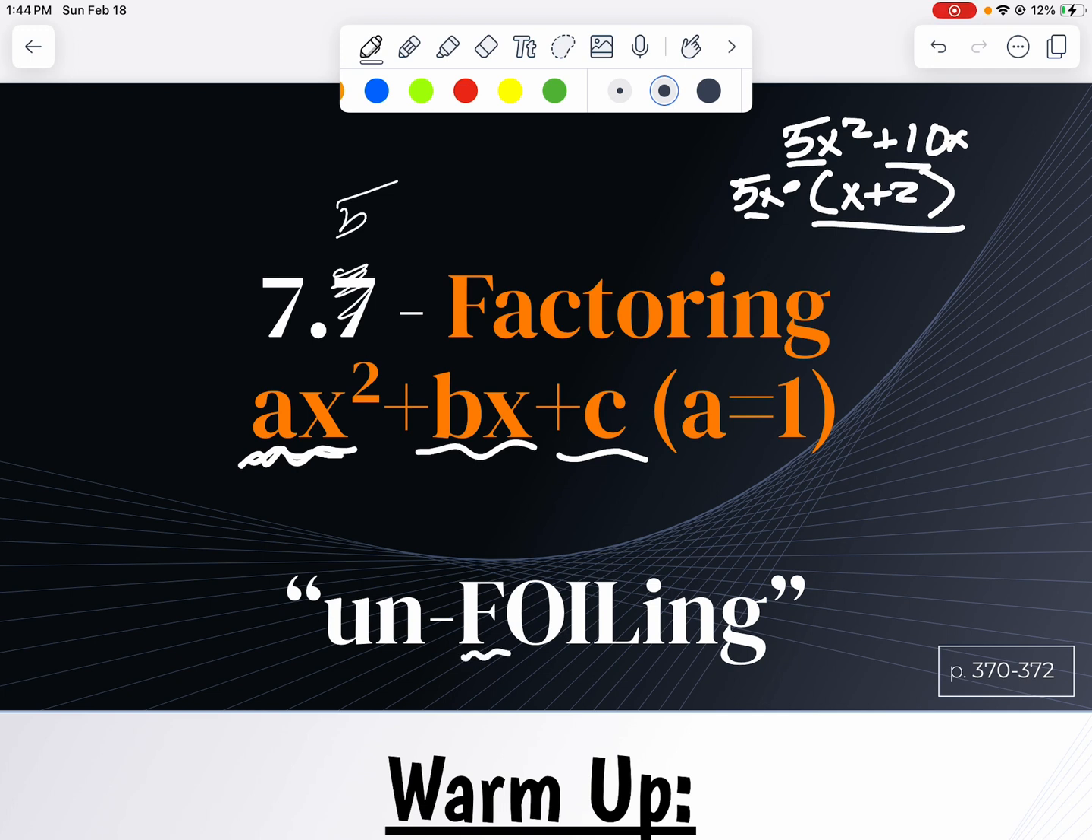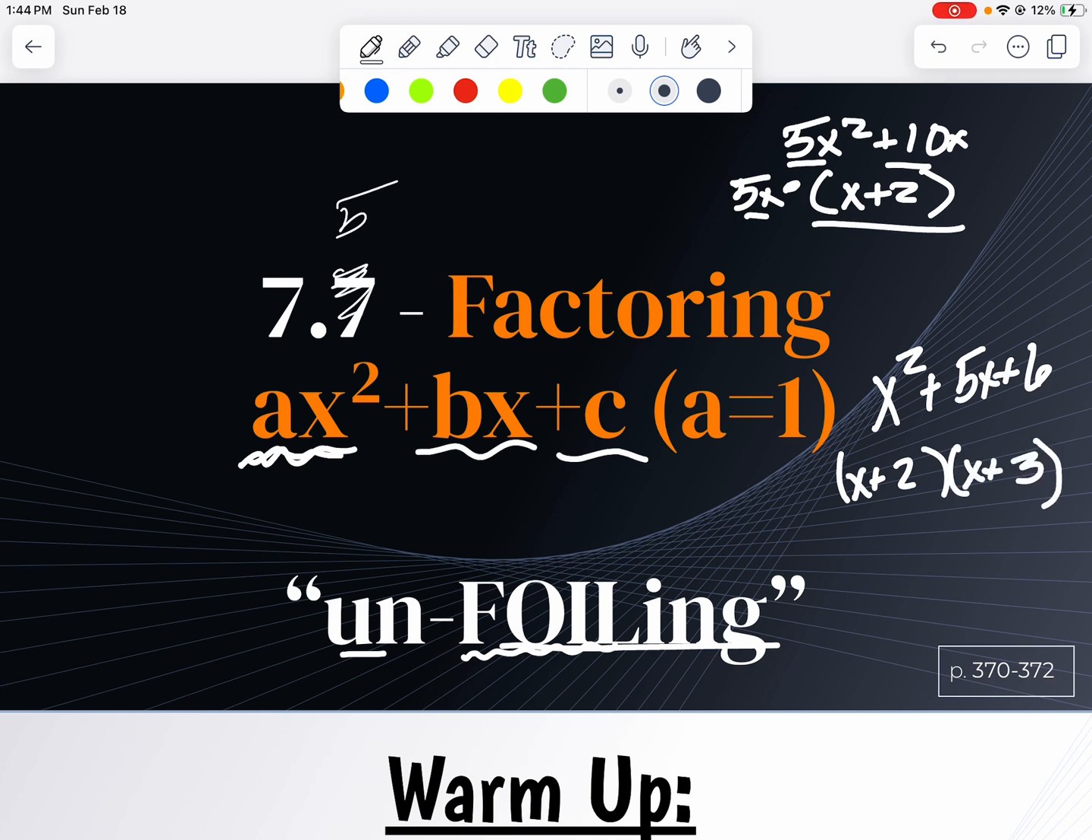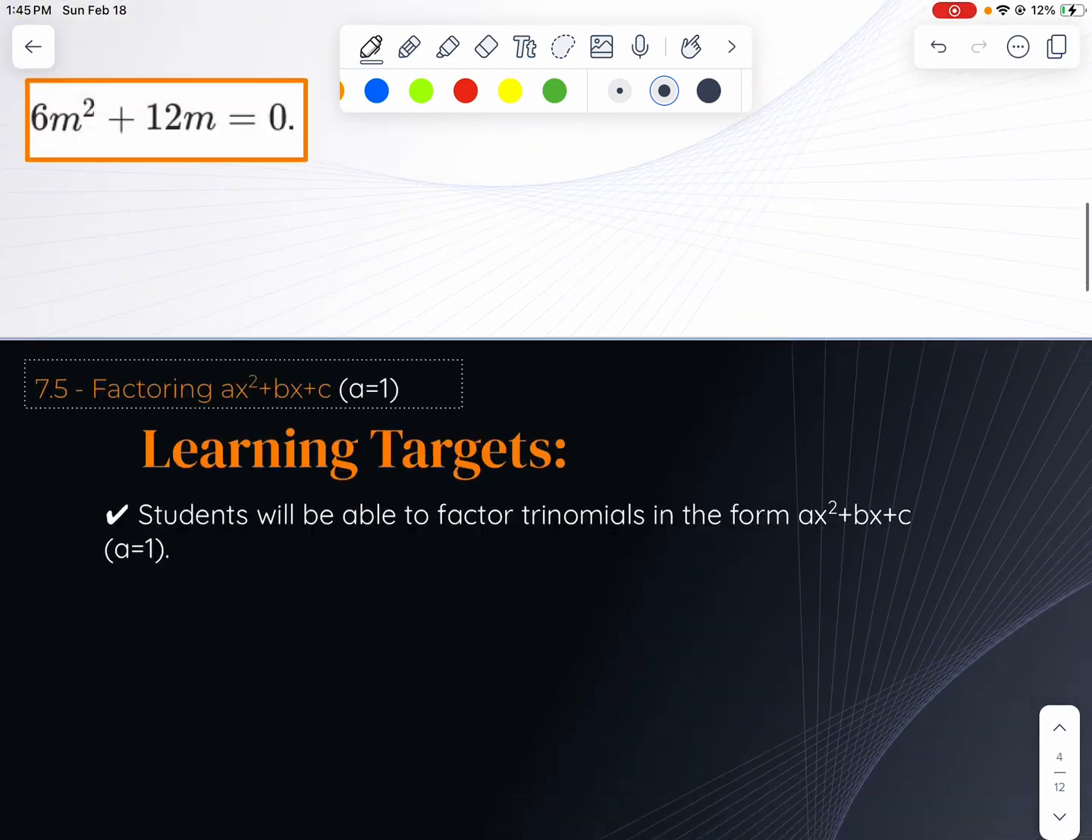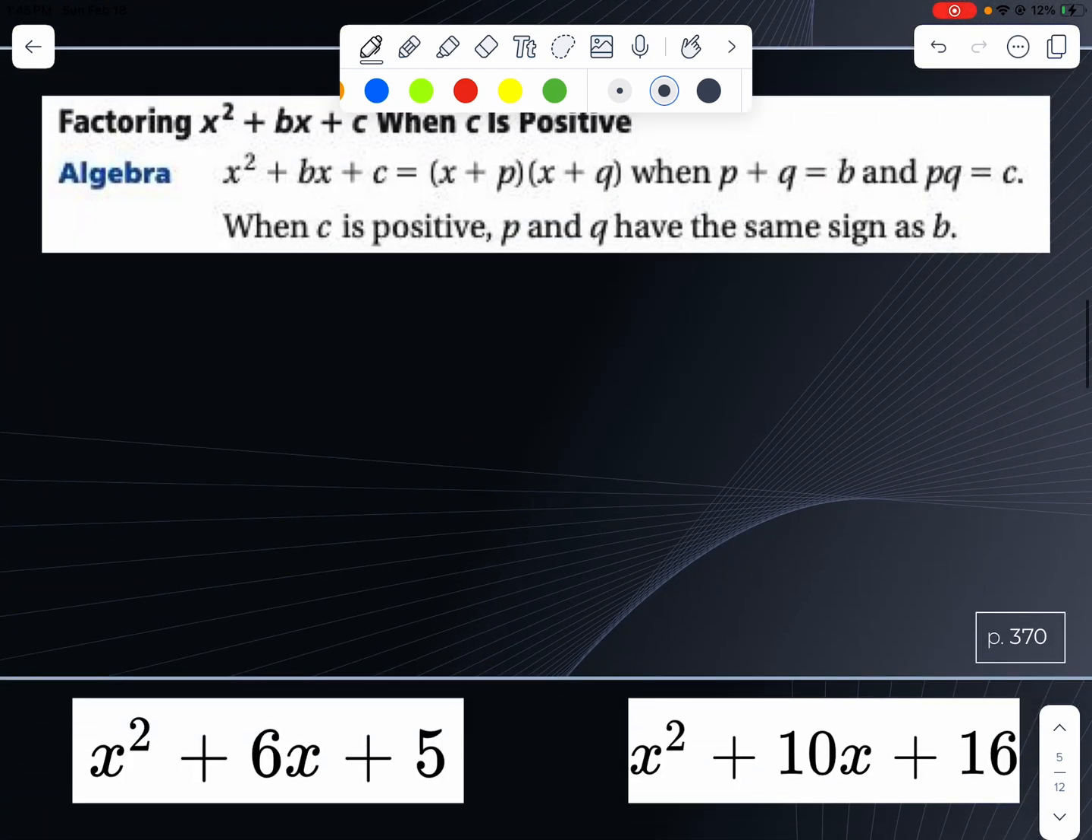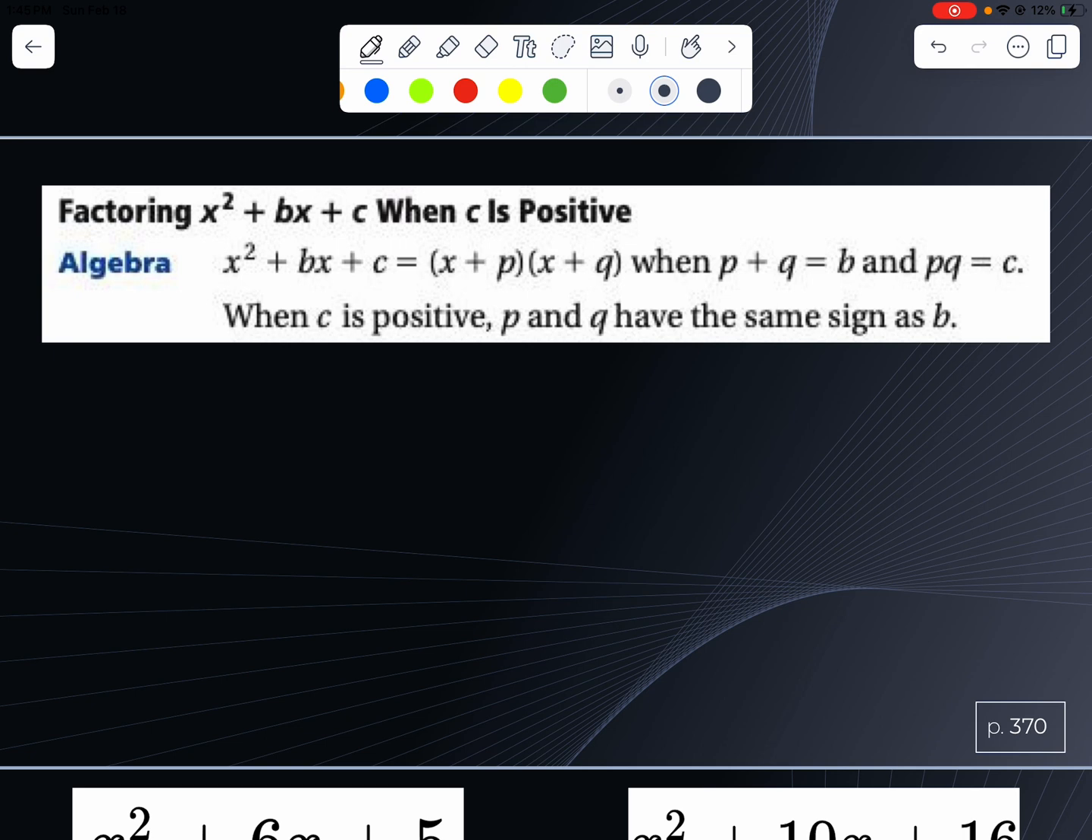Another way of thinking about it would be we are unfoiling. We are taking something that maybe is in this form, and we're making it so that it's written in this form. We had been going from here and foiling out and getting it to here. Now we're going to go from here back to there. I'm going to show you a couple examples of how to do this. Really, this is all about practice. But I'll show you a few examples, and then you'll have lots of time to practice today.